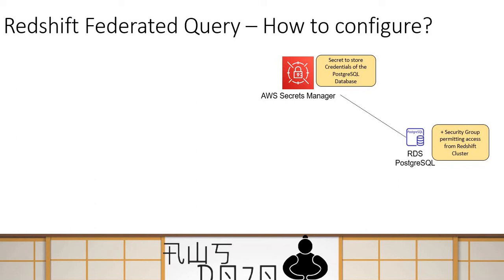Then you create an IAM role, because this secrets manager will be accessed by the Redshift cluster. So the Redshift cluster should have authorization to fetch the secret from the secrets manager. So for that, you create an IAM role for Redshift, and this IAM role will provide read-only access to the secret you have created, so that your Redshift cluster can use this IAM role to fetch the credentials of the PostgreSQL database from the secrets manager.